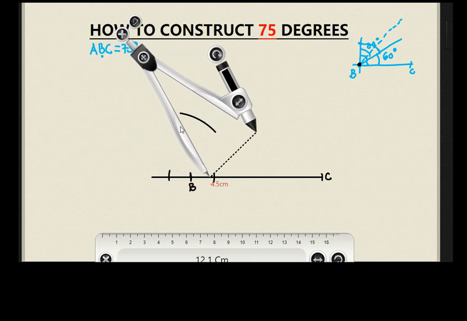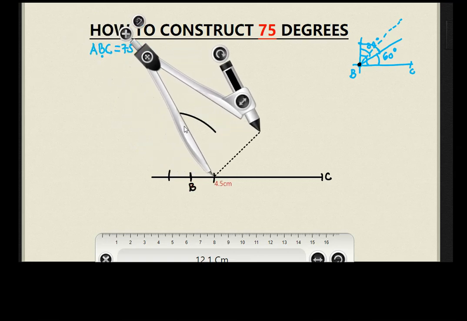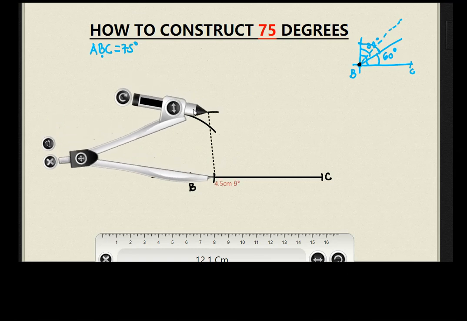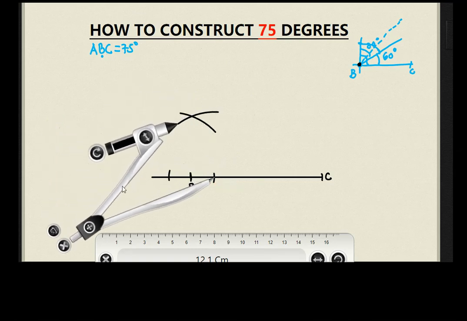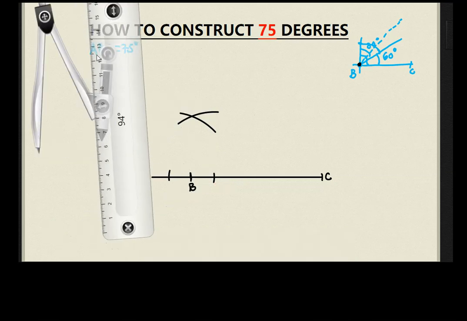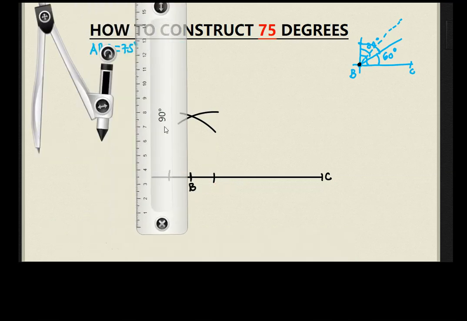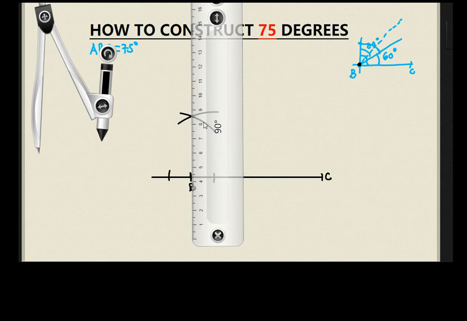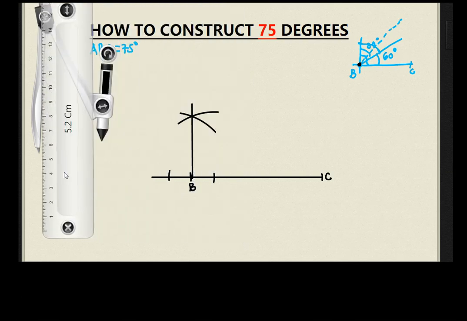Also transfer this to the other point on the line without changing the radius. We need to draw another arc to cross that point. Using our ruler, we can now join a straight line like this. So we shall have our 90 degrees.